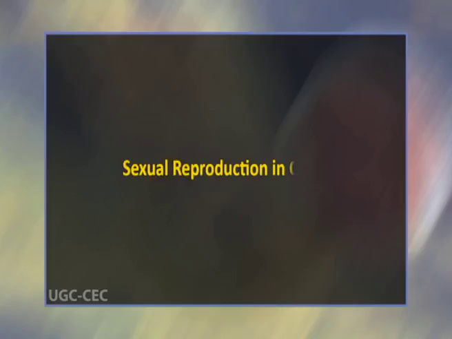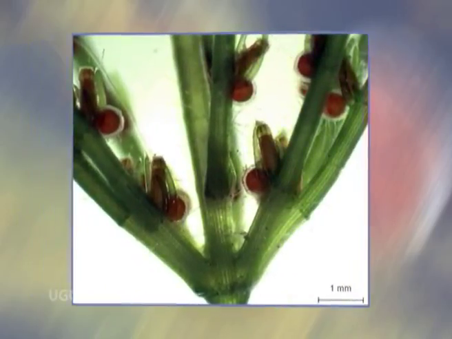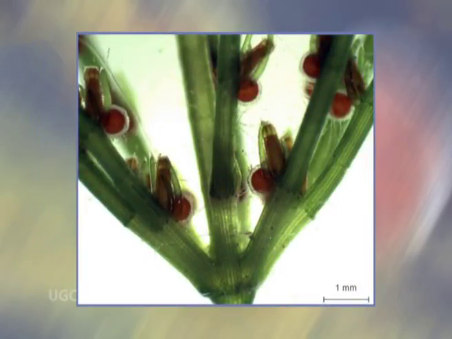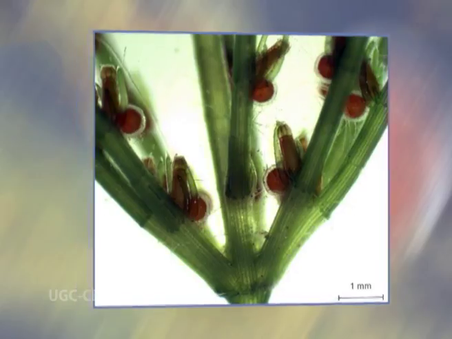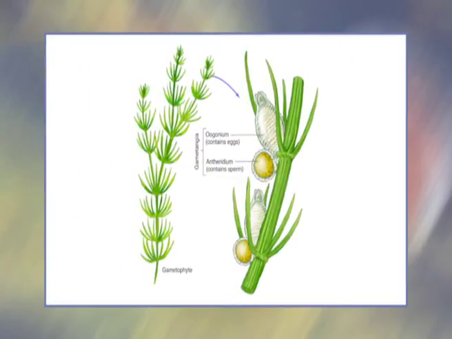Now we'll see sexual reproduction in Chara. The sexual reproduction in Chara is highly advanced oogamous type. The sex organs are macroscopic and complex in organization. The male sex organs are called antheridium or globule, and the female oogonium or nucule.